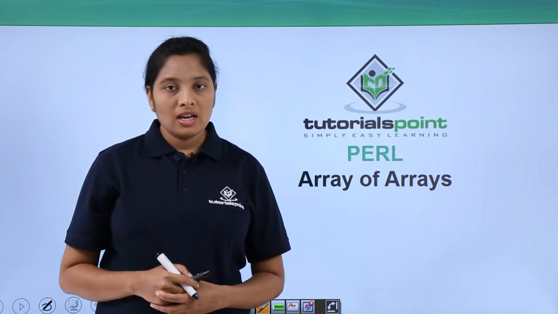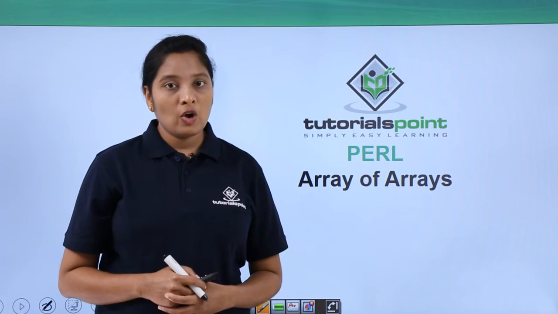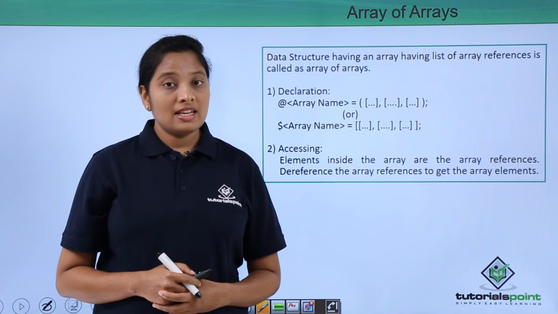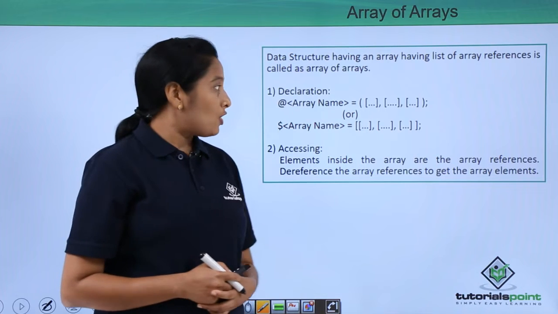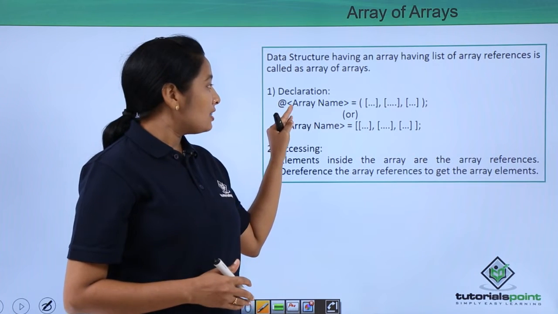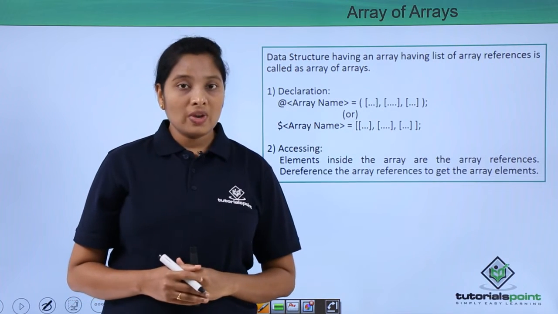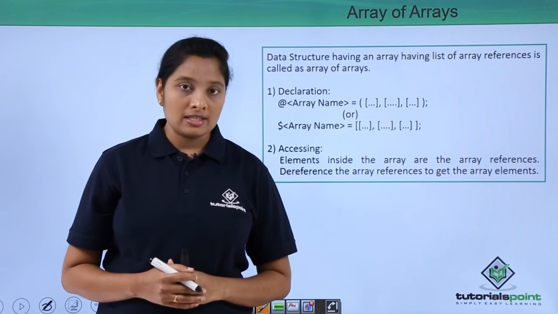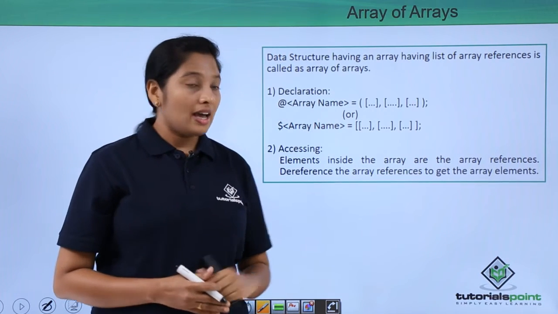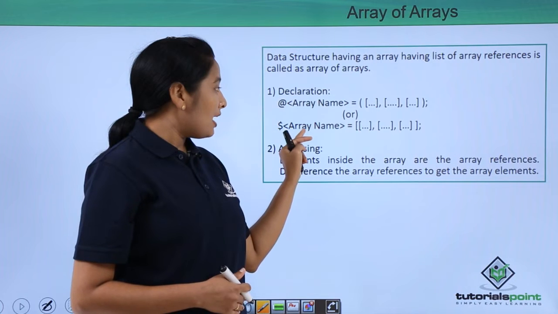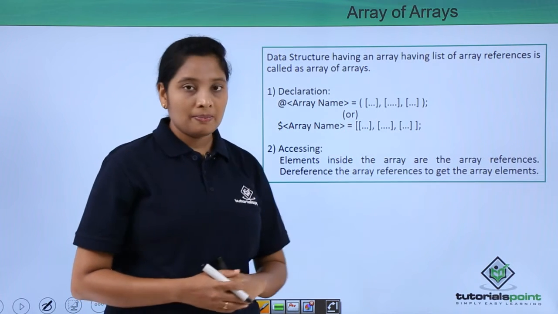In this video, let us discuss the first data structure called array of arrays. This data structure will contain a list of array references. For example, if you have this array, it has 3 array references. In two ways, we can declare an array of arrays, by using a simple array symbol, the at the rate symbol, or by using an array reference, by using dollar, array name and enclosing all the array references in square brackets.